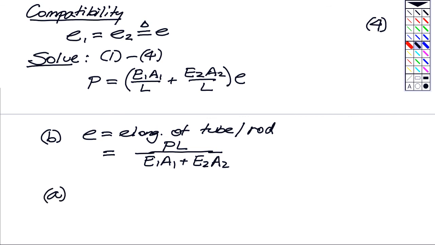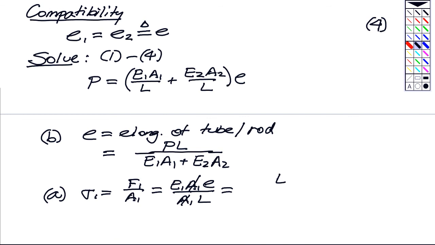Part A, we were asked to find the stresses in each. So sigma 1 is equal to F1 over A1. So that's going to be E1 A1 times e divided by A1 L. The areas cancel out. So what I have here is the Young's modulus for the magnesium alloy divided by E1 A1 plus E2 A2, all times the applied load there for P.